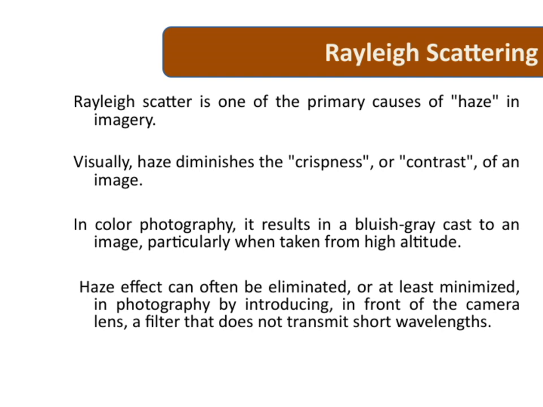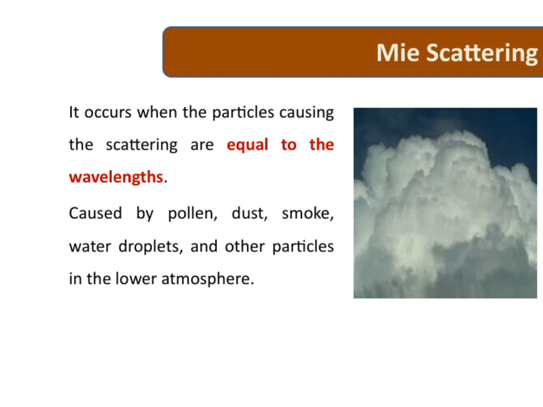The good news is, we can often reduce or even eliminate this haze effect. One common method is to use a filter placed in front of the camera lens. Specifically, a filter that blocks short wavelengths, meaning blue and violet light, can help minimize the bluish cast and improve the image clarity. So, understanding Rayleigh scattering helps us better grasp why images sometimes look hazy and how we can use filters to get clearer, more contrast-rich photographs. It ties into the overall theme of understanding atmospheric effects on imagery and how to manage them for better visual results. Let's take a closer look at Mie scattering.